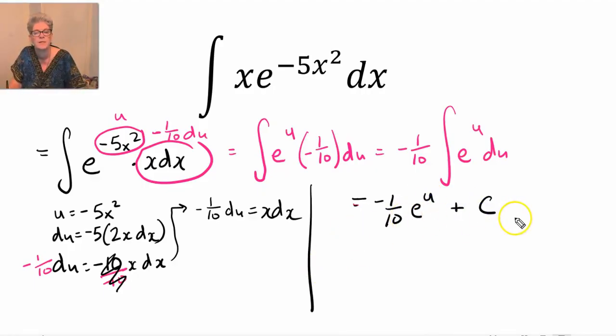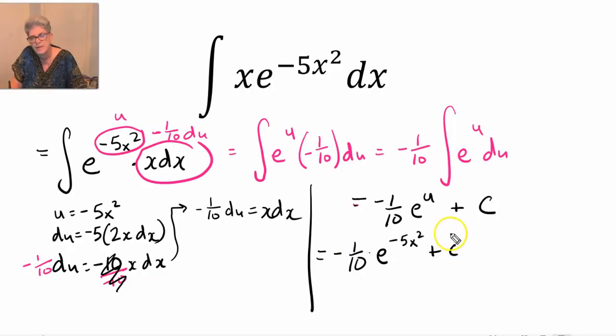And then the last thing we need to do is to write it with respect to x. So I'll have times e to the minus 5x squared plus c. This is a correct answer. Nothing wrong with that. Those negative signs do not cancel. Don't try and do that. This is part of the exponent that's out the front.